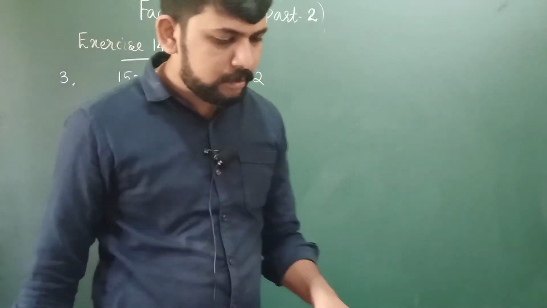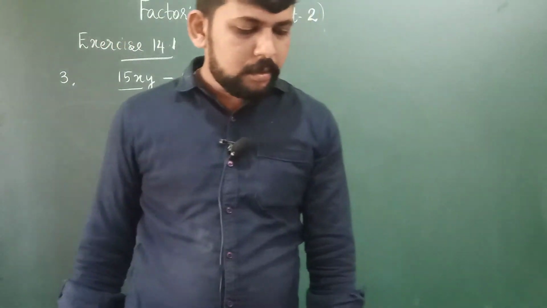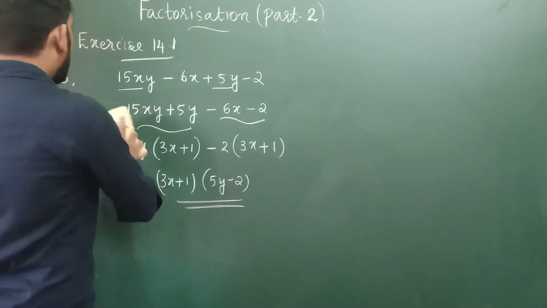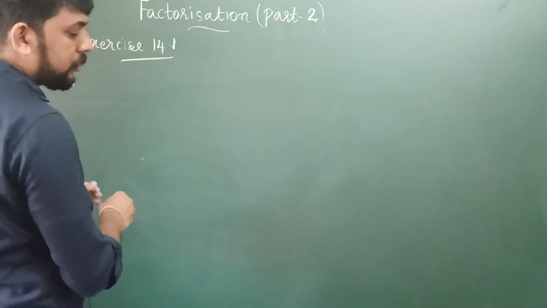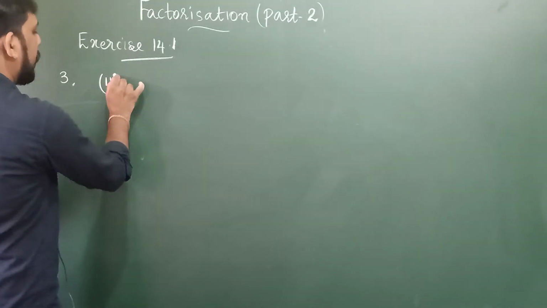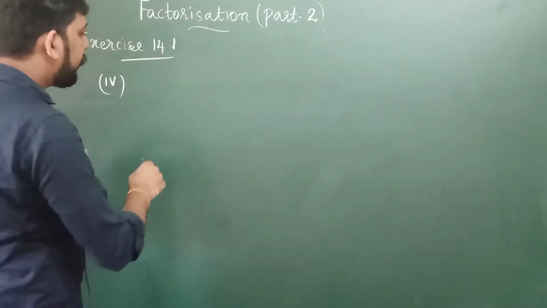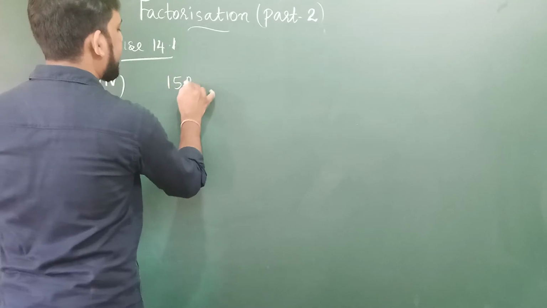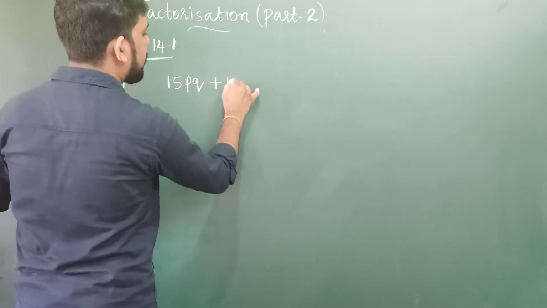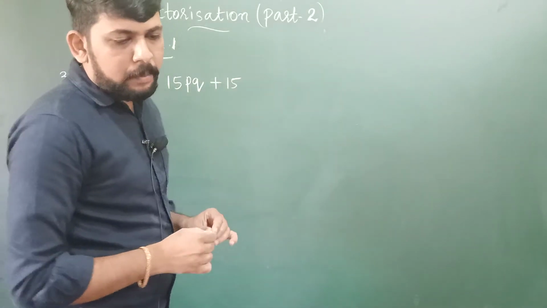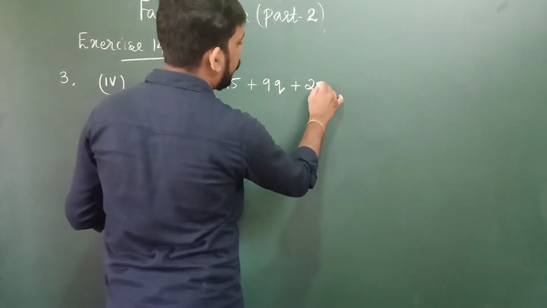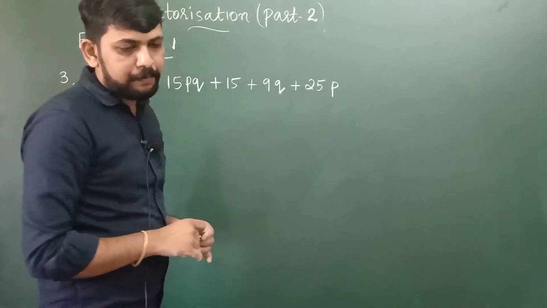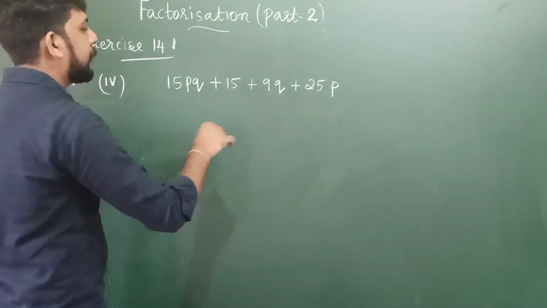So next, sub question 4. Try to do this homework. Sub question 4: 15p cube plus 25p plus 15q cube plus 9q. Okay, listen.